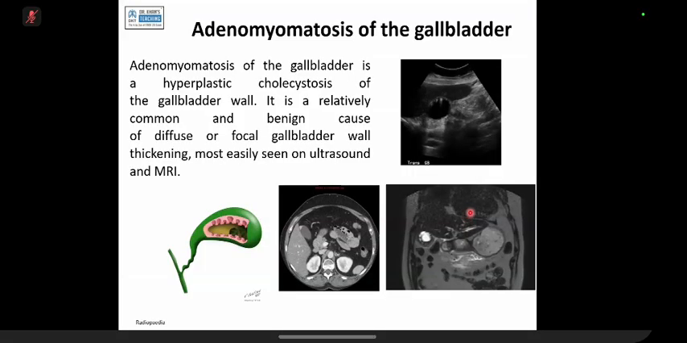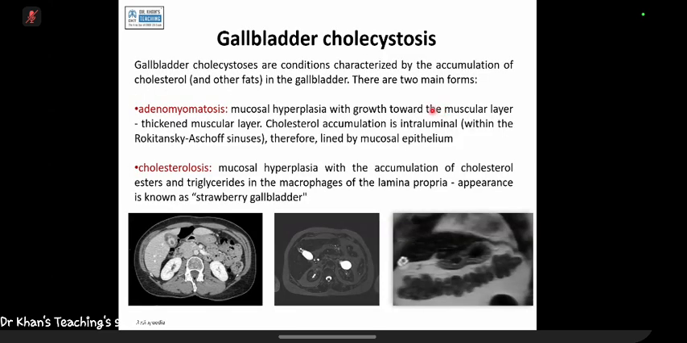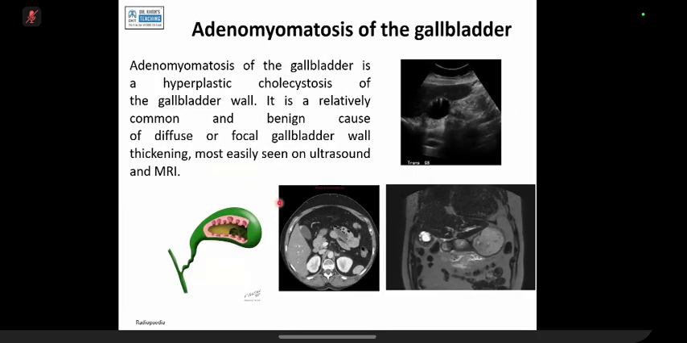Adenomyomatosis. You will see it in our reports. These are hyperplastic cholecystoses. On ultrasound, there are two types of cholecystosis. One of them is known as adenomyomatosis, the other cholesterosis. Key point to remember: these are benign entities with no malignant potential. This is the key point for you.